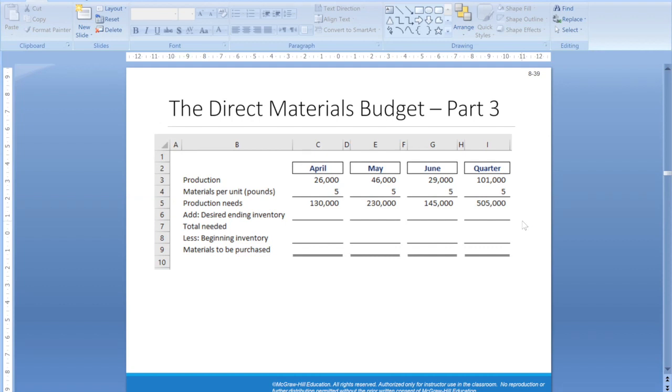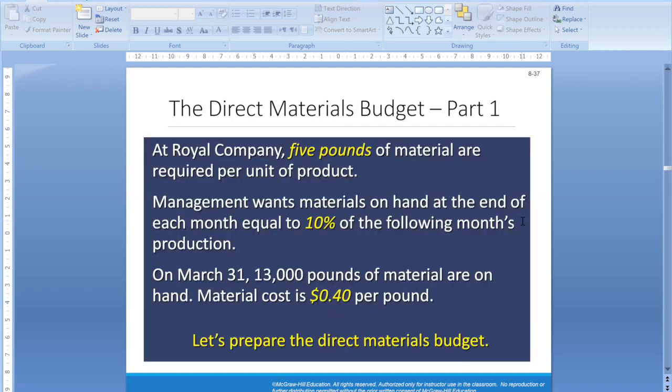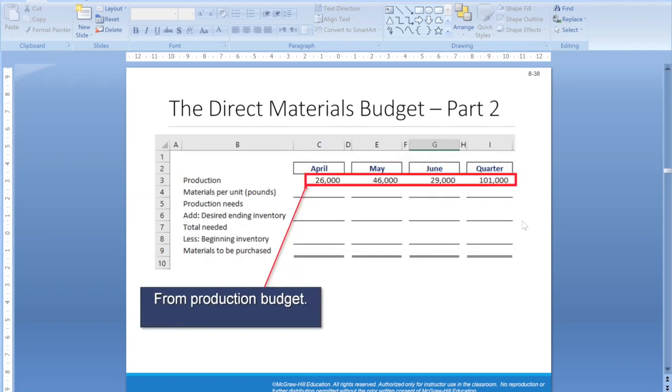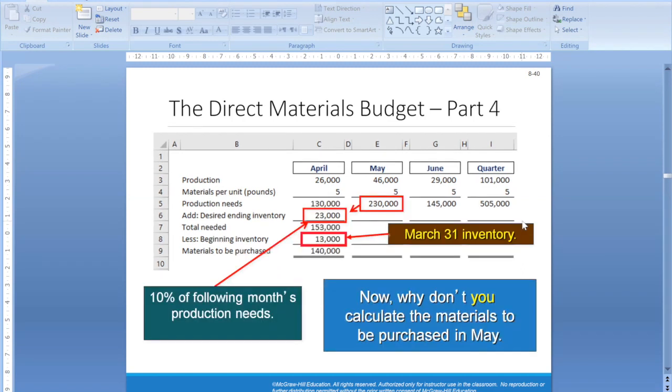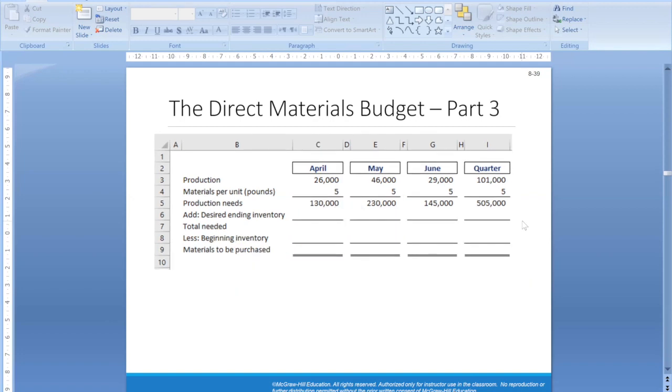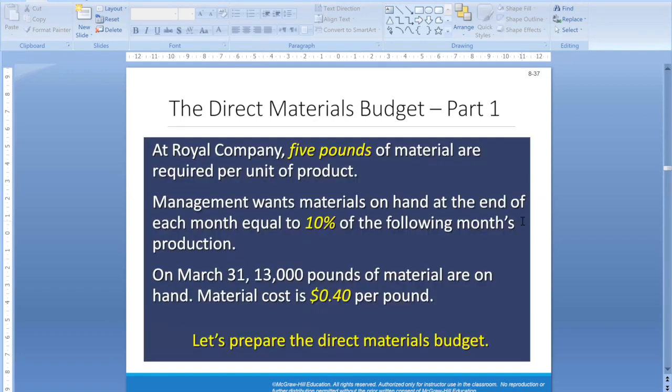But I need a desired ending inventory from the question. I need to keep in my warehouse for any unexpected demand in the future. I need to keep 10% in the warehouse as an inventory of pounds from the materials, 10% of the next month's needs. Go back to the question. Look, management wants materials on hand at the end of each month equal to 10% of the following month's production.